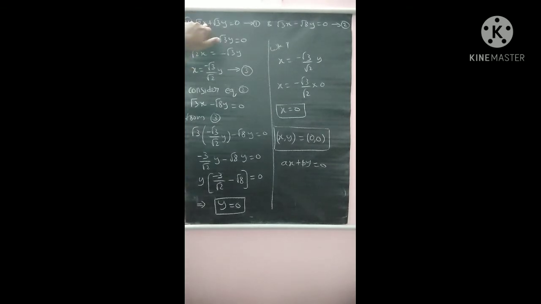So any line which is in the form of ax plus by equals to 0 definitely will pass through the origin. So it is also in the form of ax plus by. This is also ax plus by form. So both must pass through the 0. Then that will be the common solution. So it is the origin.